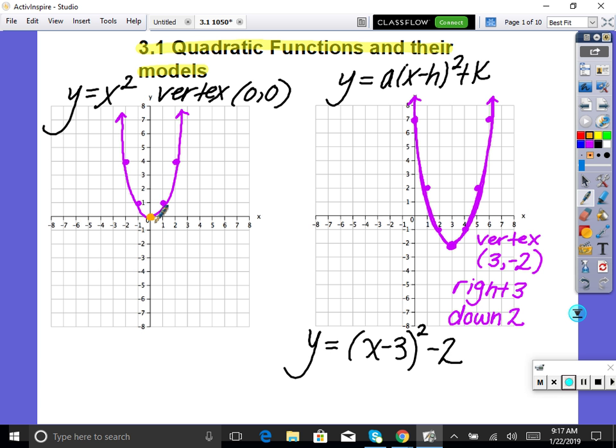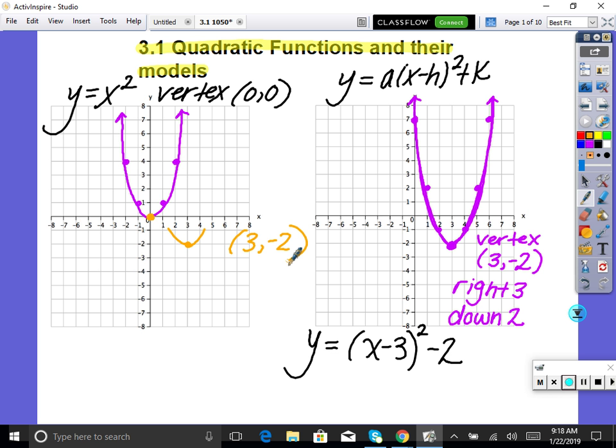Now what we can do is we can take this parent function and start shifting it around. Wouldn't that change our vertex? So let's say we went right 3 units down 2 units, and then I redrew the quadratic. Wouldn't my new vertex just be at, if I went right 3 down 2, it would look something like this, right? So my new vertex would be at 3, negative 2.